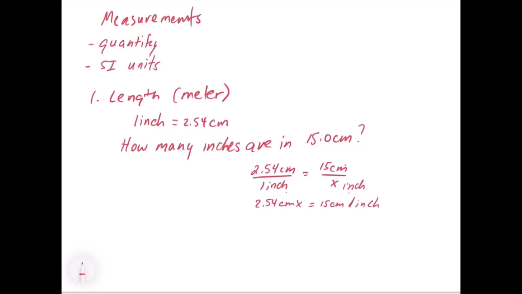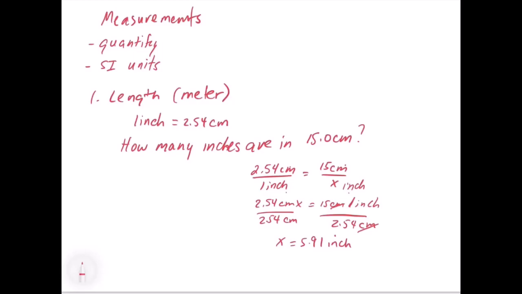And then to get x by itself, we would divide by the 2.54 centimeters. Now the centimeters cancel out, so x is equal to 5.91 inches, because that unit of inches is still left over in that proportionality. So that's how you would do this if you were doing proportionalities.